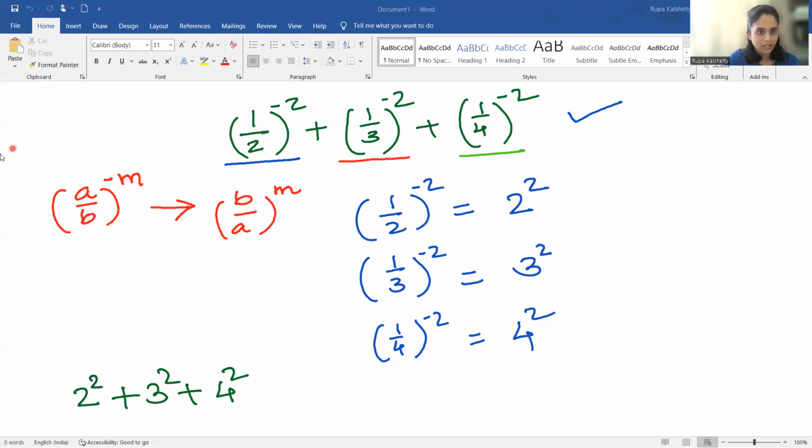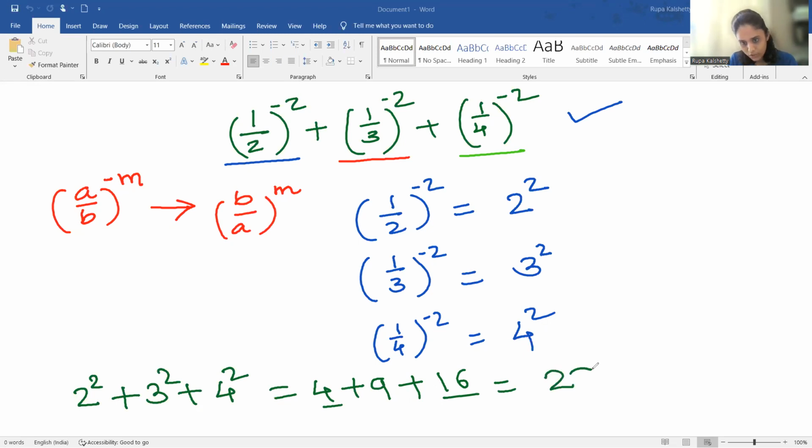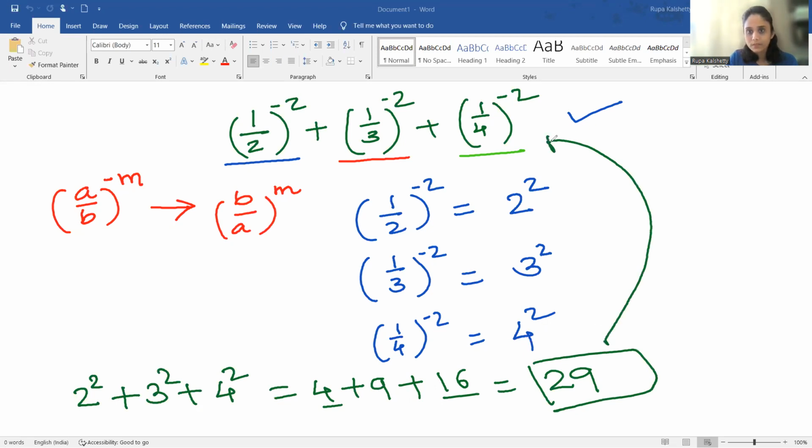So let's write down the numbers. 2 squared is nothing but 4, 3 squared is nothing but 9, 4 squared is nothing but 16. You should know that 16 plus 4 is 20, 20 plus 9 is 29. So this should be your final answer for this exponent. This is how we solve. I hope you understood how we apply the negative exponent law.